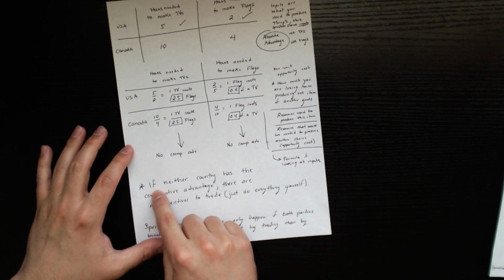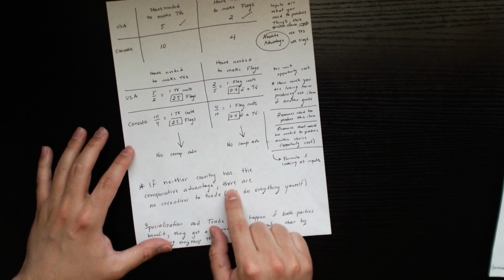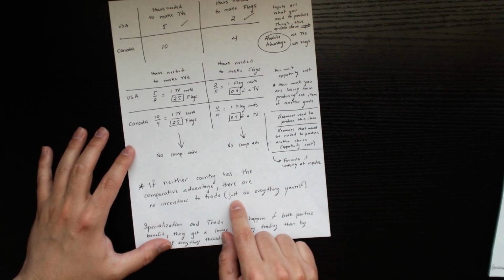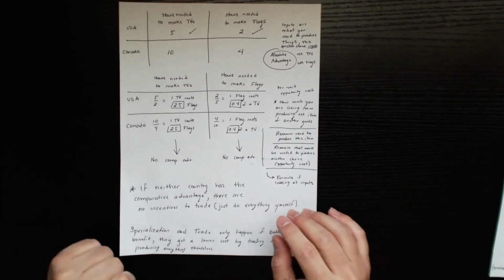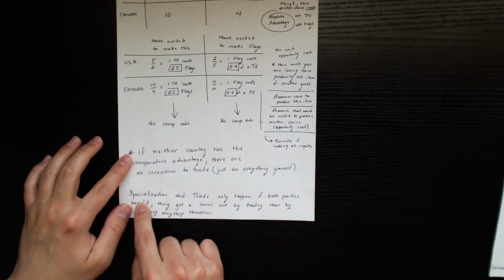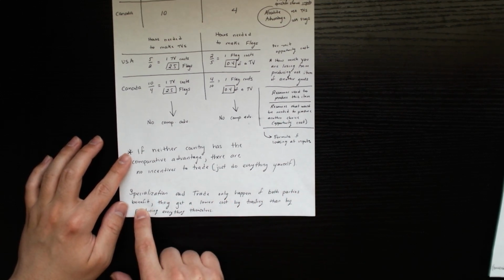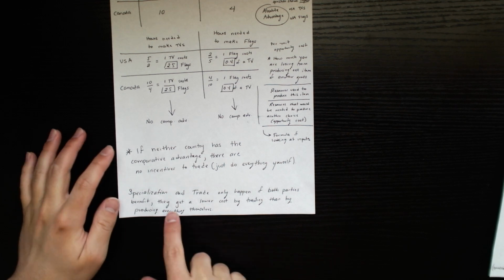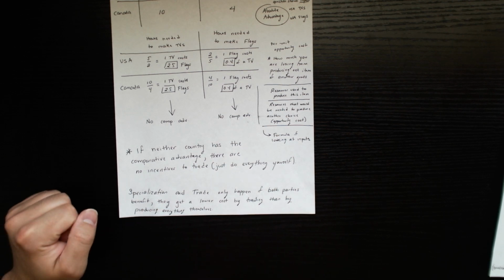What happens if neither country has the comparative advantage? Then there are no incentives to trade. Since you're going to get it for the same cost from somebody else, you might as well make it yourself. Specialization and trade only happen if both parties benefit, which means they get it at a lower cost than if they were to produce it themselves. But since here they're not doing that, there's no incentive to trade.